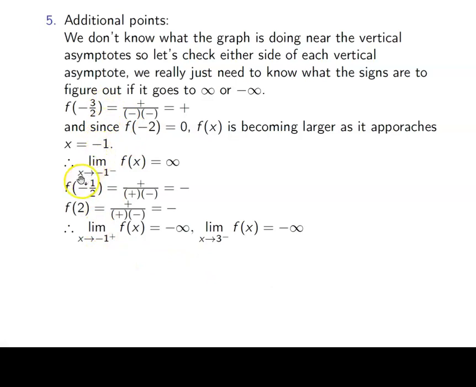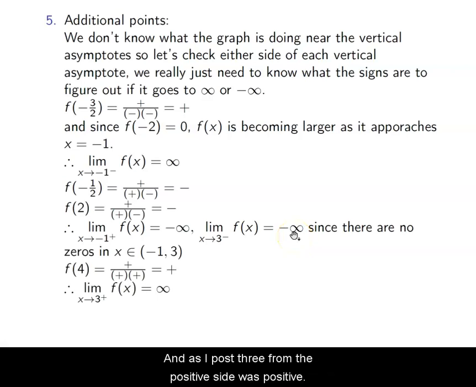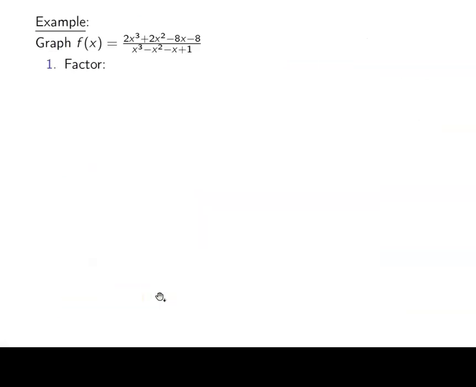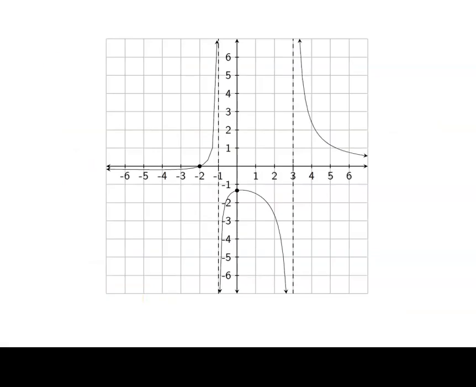Again, the limit as I approached -1 from the left was positive infinity. As I approached -1 from the positive side was -infinity. As I approached 3 from the negative side, from the left, was -infinity. And as I approached 3 from the positive side was positive infinity. Okay. So same thing.